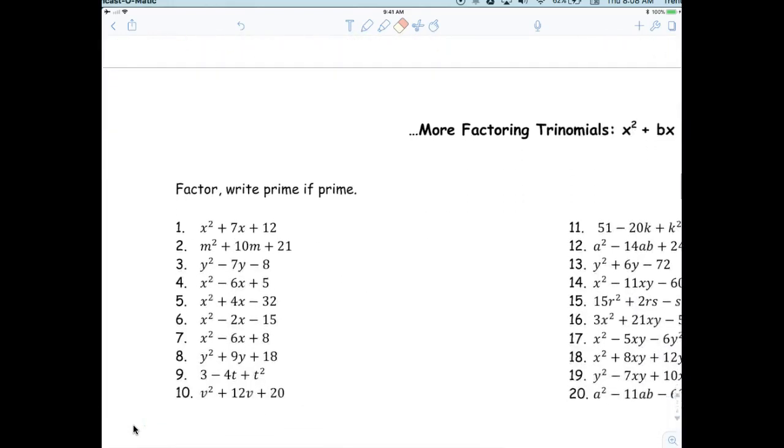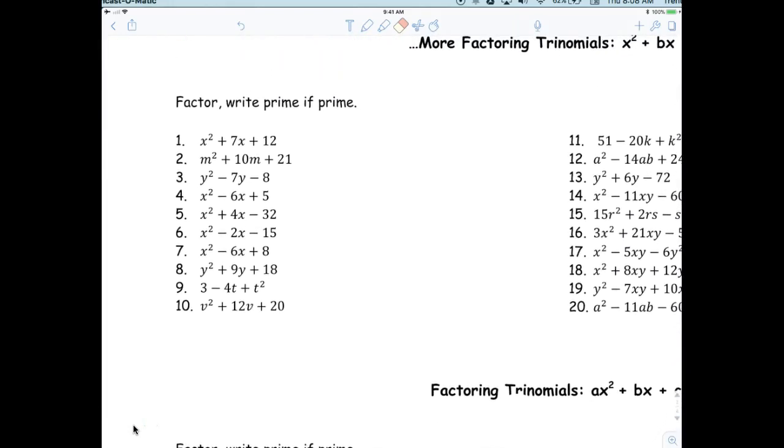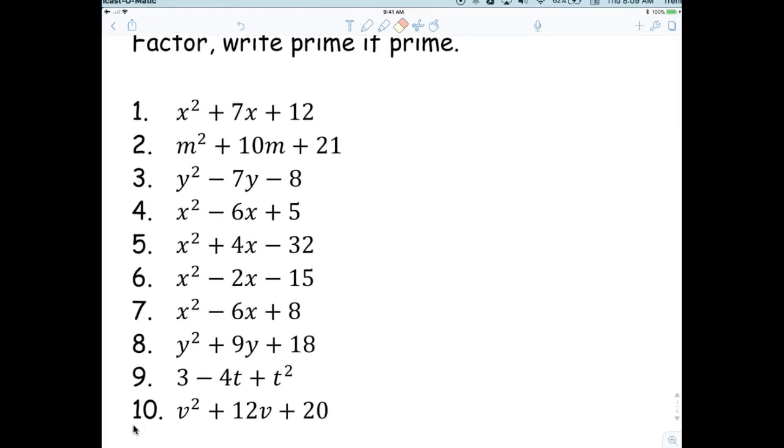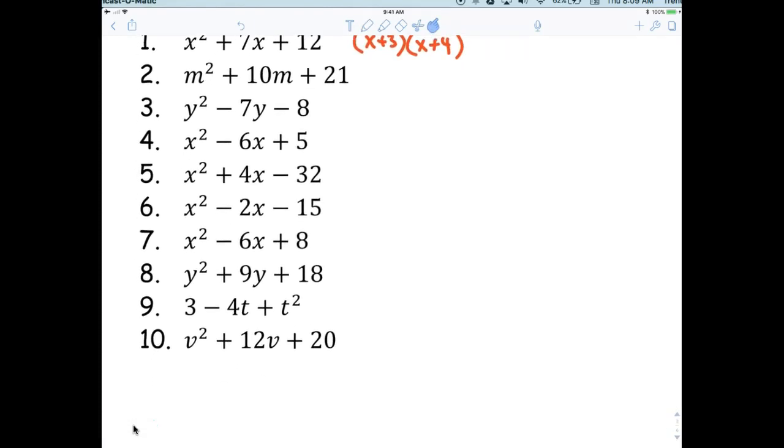Here we go. Keep going down the page. Factors of 12 that make 7. X plus 3, X plus 4. Good. Number 3. No, that's 2. Let's go. We're doing odds now because I want to get to some of the harder problems. Y minus 8, Y plus 1. Number 5. X plus 8, X minus 4. Good. And what about 7? X minus 2, X minus 2. Beautiful.